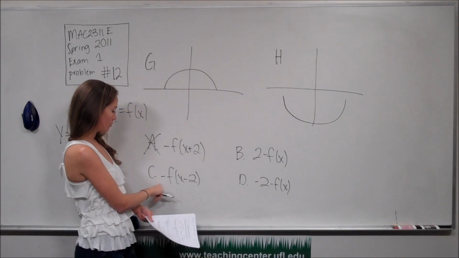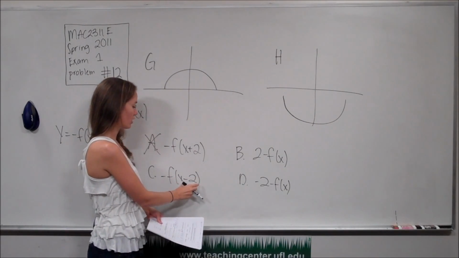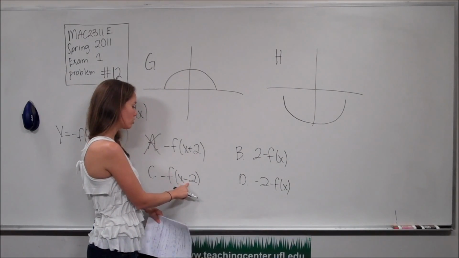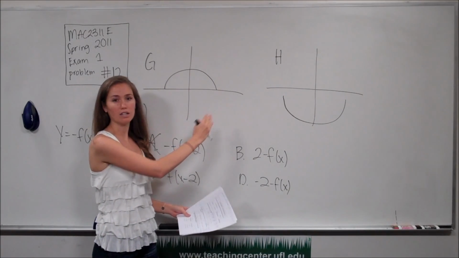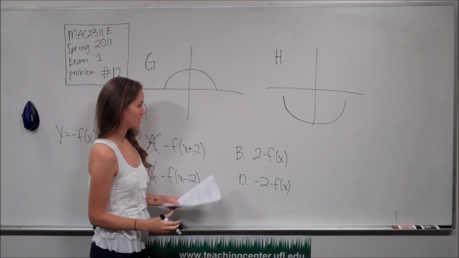And then we have C, which is negative again, so we like that, it's right. But then f of x minus 2. So we have our x minus 2 inside the function, which again, that minus 2 is just going to shift your function right. It's not going to shift it up or down, so we don't want C either. So we're left with B and D.